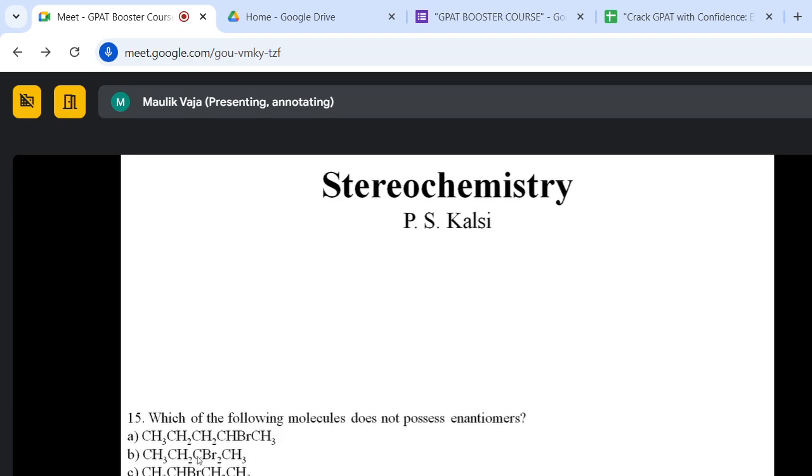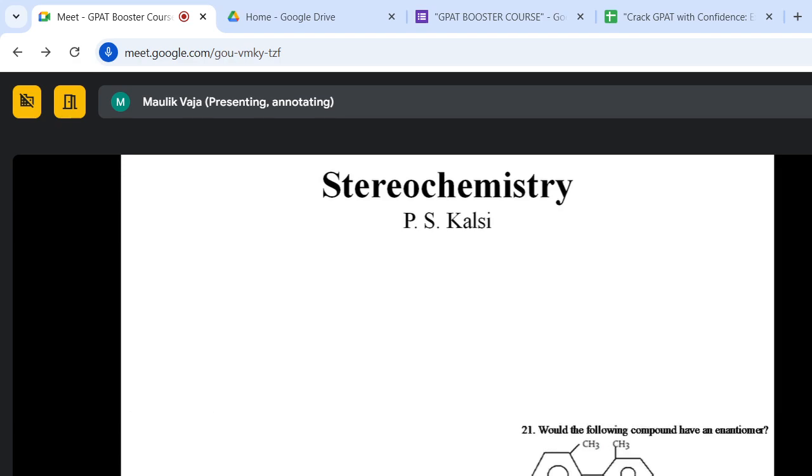But in option B, the third carbon is CBr2. So no chirality, no chirality. So no enantiomerism is possible in option B. While in the other options, like option C, there is one methyl, one ethyl, one hydrogen, one bromine. And in option D, the third carbon has one methyl, one bromine-containing group, one hydrogen, and one bromine. That's why option B is the correct answer. It does not have any enantiomerism possible because it does not contain a chiral carbon.